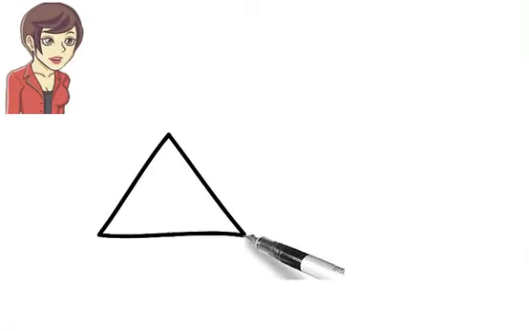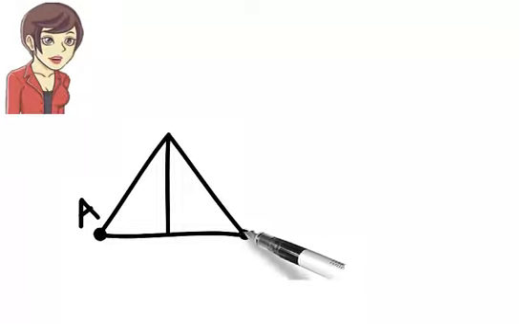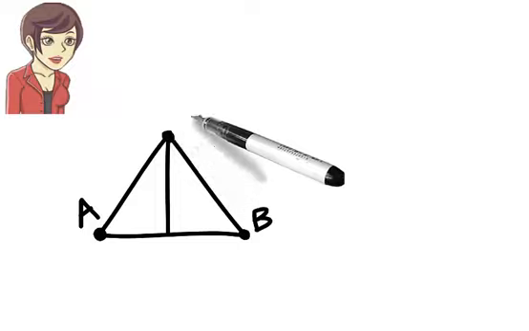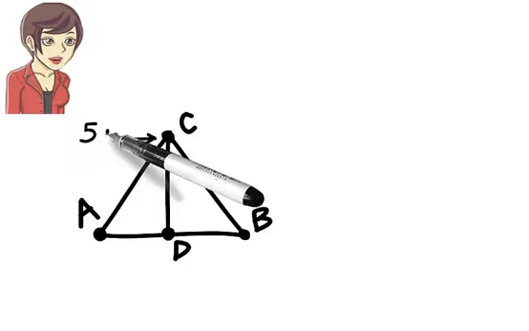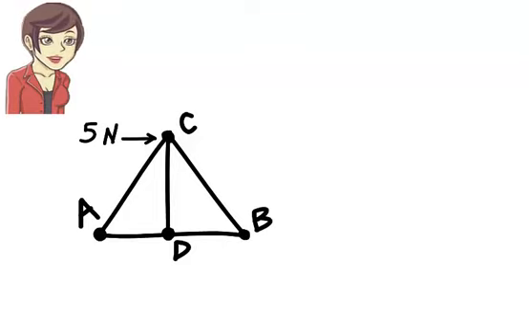Here is a simple truss structure with 5 members. The frictionless joints of the truss are labeled A, B, C, and D. The truss is subjected to a horizontal force of 5 newtons at joint C. The entire structure rests on a pin and a roller.